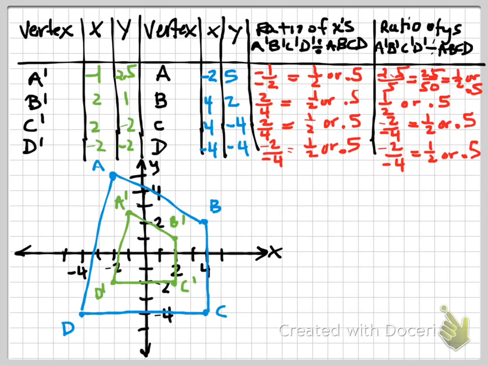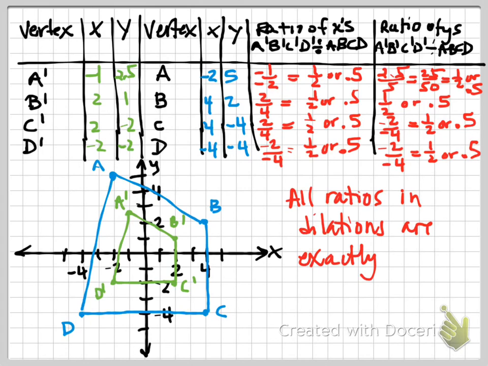This is what we expect from a dilation, is that all the ratios of all the corresponding coordinates of each vertex is going to be the same ratio. If it's not the same, then we haven't made the same shape. So all ratios in dilations are exactly the same.